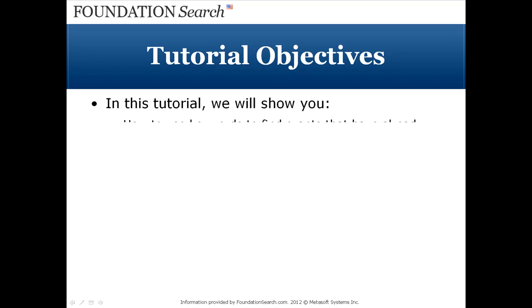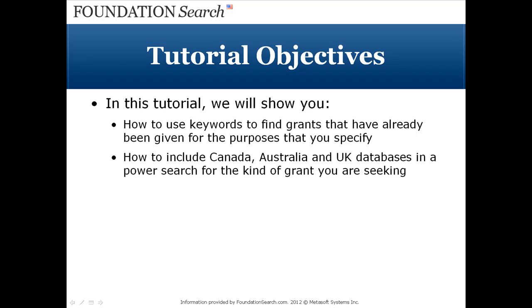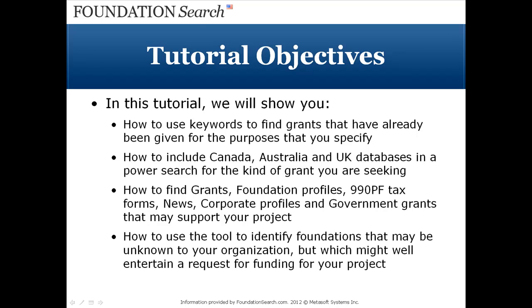Tutorial objectives. In this tutorial, we will show you how to use keywords to find grants that have already been given for the purposes that you specify, how to include Canada, Australia, and UK databases in a Power Search for the kind of grant you are seeking, how to find grants, foundation profiles, 990PF tax forms, news, corporate profiles, and government grants that may support your project, how to use a tool to identify foundations that may be unknown to your organization, but which might well entertain a request for funding for your project.